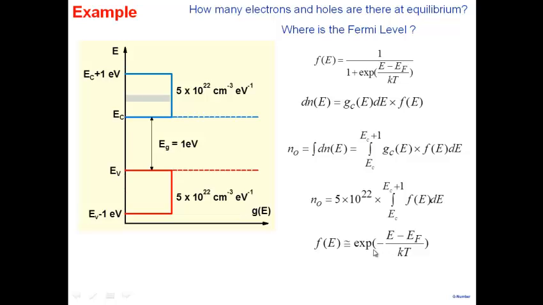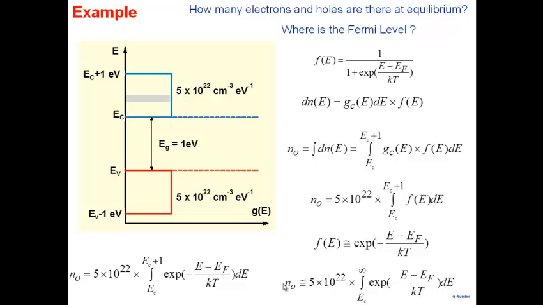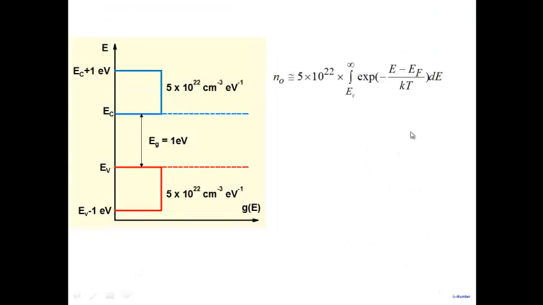We'll substitute here. Now it's a simple exponential, a straightforward integral, and with this approximation we are making, we get N0 equal. All right, okay. Now, we are integrating from EC to EC plus 1 of exponent minus E minus EF by KT, right? That's the integral. You can see that this function is dropping so rapidly that for all practical purposes I can take EC plus 1 as infinity. Doesn't matter at all. So we integrate from EC to infinity, and we get N0 equal to 5 times 10 to the power 22 into KT exponent minus EC minus EF by KT. So we get this expression here.